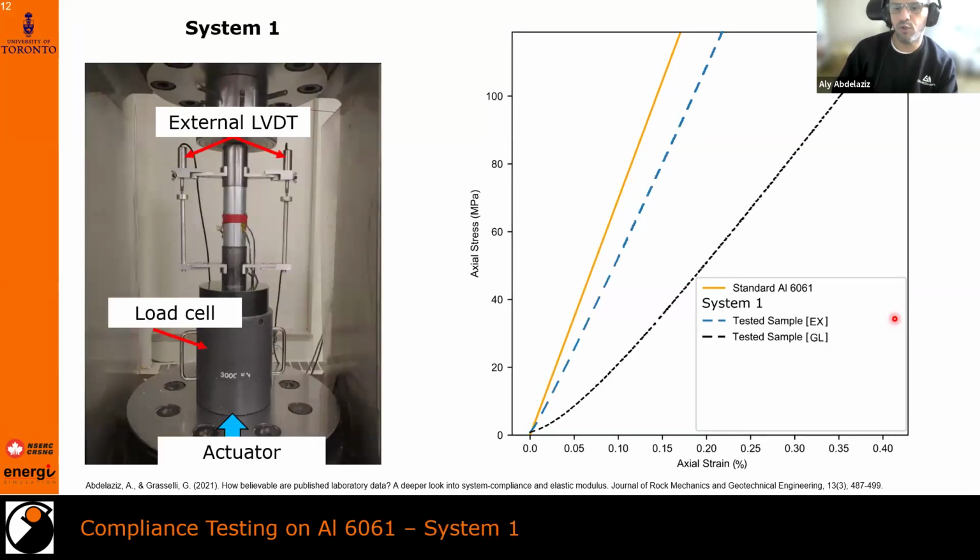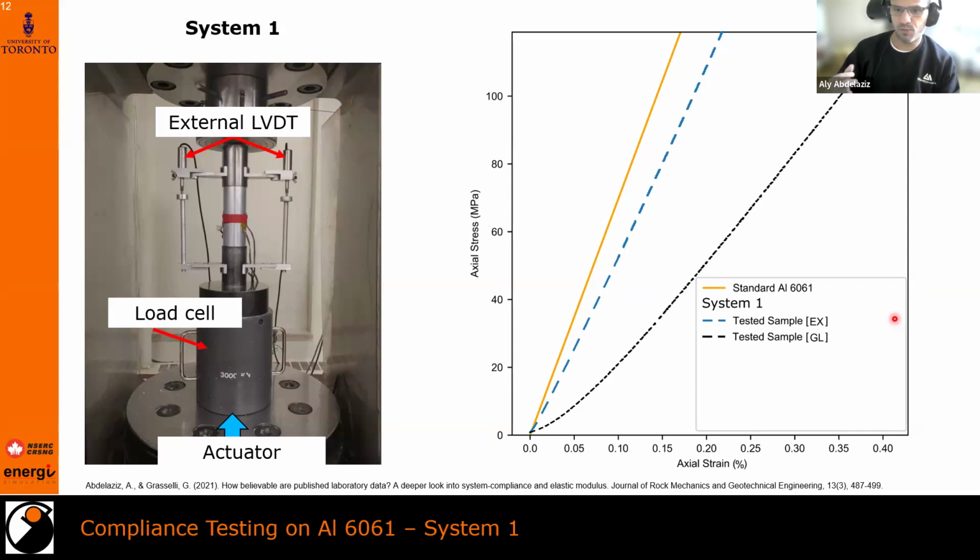So here we put our aluminum on system number 1. This is an MTS system. The load cell is at the bottom, and we capture strain using 2 devices: the actuator movement itself, up and down, and the movement of the LVDTs. So we capture strain using 2 methods. In this case, what you see is the global, which is the whole system, so the actuator, and then the blue one is the LVDT.